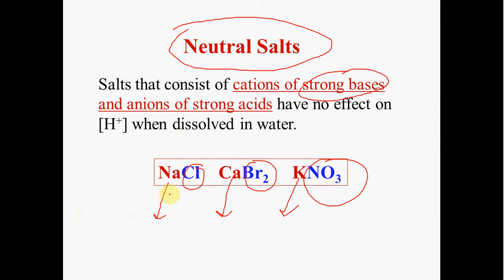So if both ions in the salt are cations and anions that have strong parent bases and strong parent acids, then they have weak conjugates that are weaker than water and can have no effect on the H plus or OH negative when dissolved in water. So the pH will be controlled by the water itself and will have a pH of 7. These are your neutral salts.